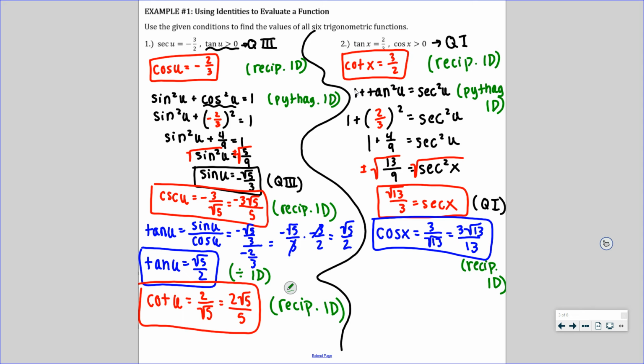I give you fruit roll-ups. I shower you with affection. What do we need to find? Cosecant or sine? We're jamming.